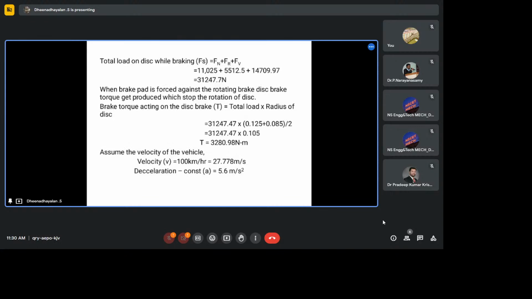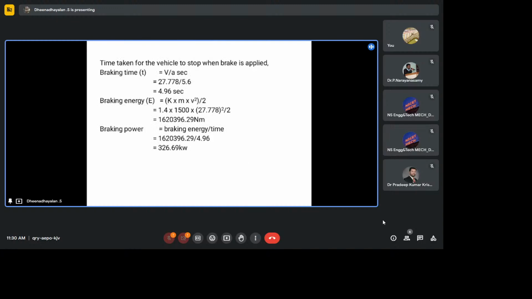Torque is measured, with the vehicle velocity of 27.778 meters per second and deceleration A equal to 5.6 meters per second squared. The braking time, braking energy, and braking power are also measured.